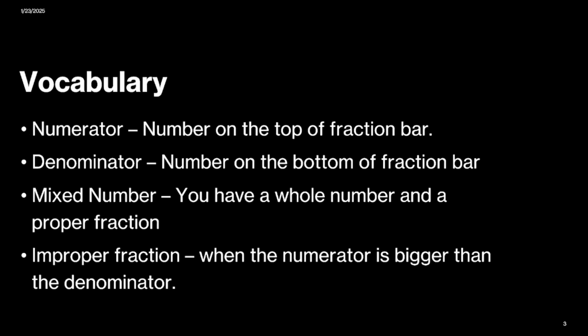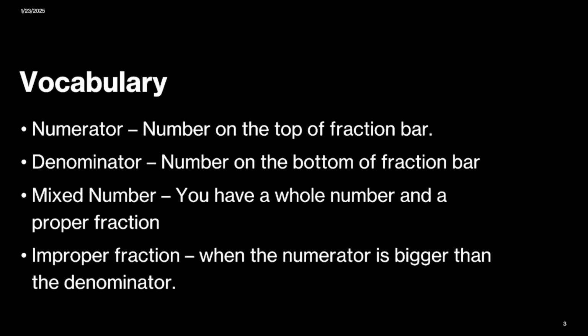The terms mentioned in this lesson are numerator, which is the number on top of the fraction bar, so the top number, in other words. Denominator is the bottom number, the number below the fraction bar. Mixed number is when you have a whole number and a proper fraction. Improper fraction is when the numerator is bigger than the denominator.